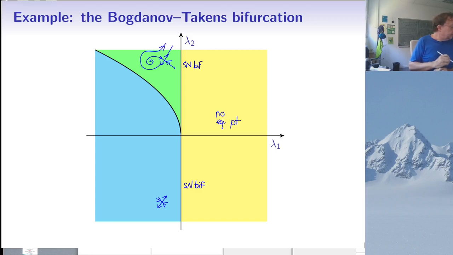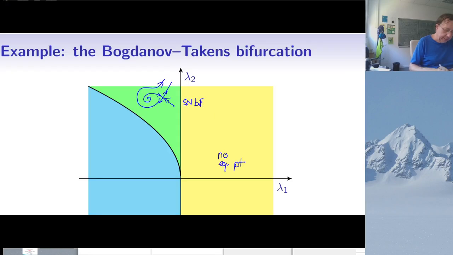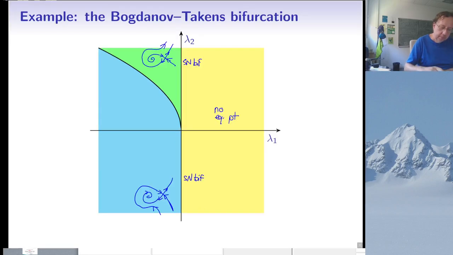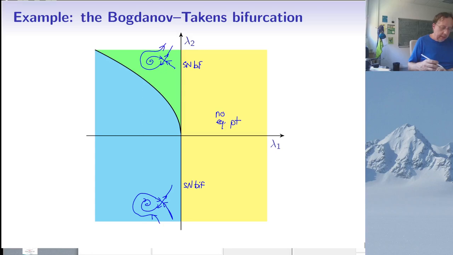Now down here, you find that the focus is actually stable. So dynamics will look something like this, and then the other orbits do something like this. So between these two cases with a stable and unstable focus, we must have a bifurcation, and actually if you compute the eigenvalues, you find that here there's a line with a Hopf bifurcation.